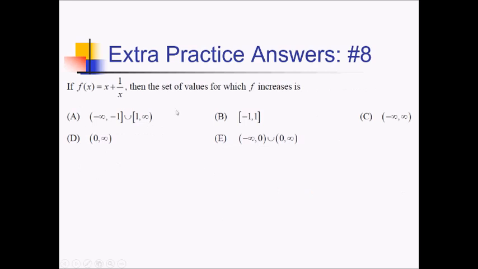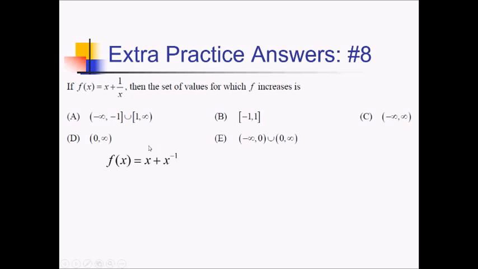For this problem, we're given f of x is x plus 1 over x. Seems innocent enough. We want to know the values for which f is increasing. So we need to know where f prime is positive then. So let me take my derivative. I'm going to start actually by rewriting this as x plus x to the negative 1, make it a little easier to use my power rule.